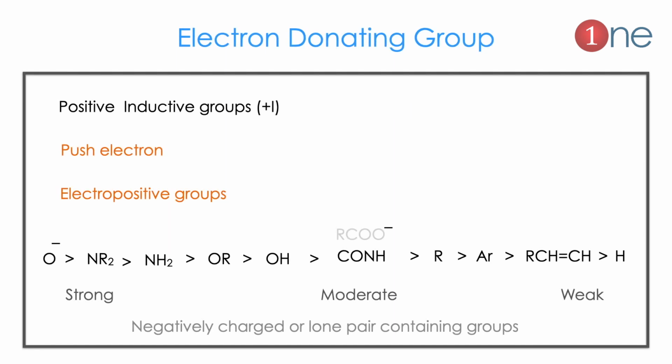So as we have seen, electron donating groups are positive inductive groups. They push the electron. Mostly they are electropositive groups. The strong electron donating groups are oxide ions or amines, or carbonyls attached with ammonia or amide, and finally double bonds. Here the stronger ones are like oxide systems, the moderate ones are carbonyl systems, and the weaker ones are like alkenes or alkynes. Mostly negatively charged groups or lone pair groups are often considered as electron donating groups.